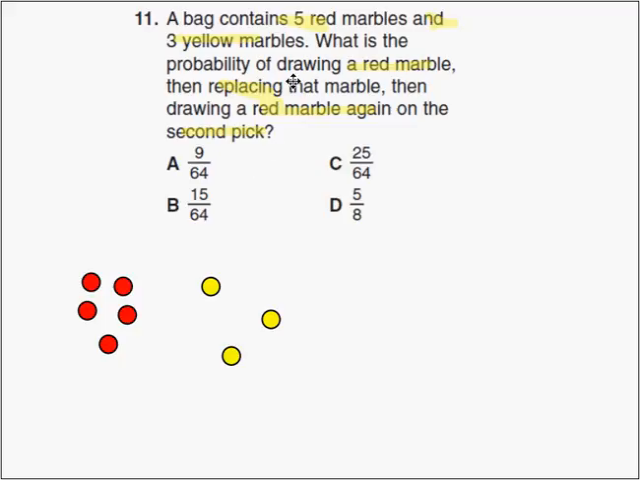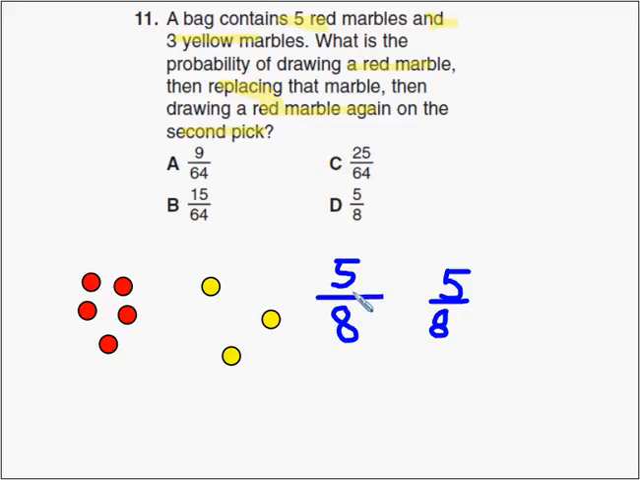So let's do the math here. We have 5 red marbles, 3 yellow. What's the chance of picking a red marble? Let's see here. The total number of marbles is 8. So I have 8 marbles, and 5 are red. So I get to do it once, and then my odds of doing it a second time are 5 in 8. So 5 in 8. But what are the odds of doing this 2 times in a row?